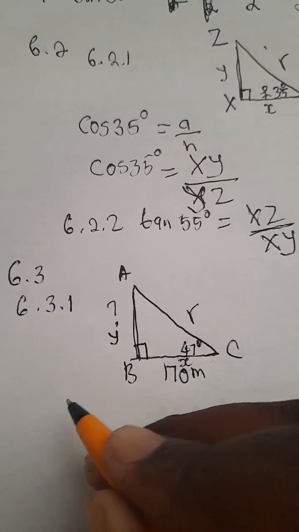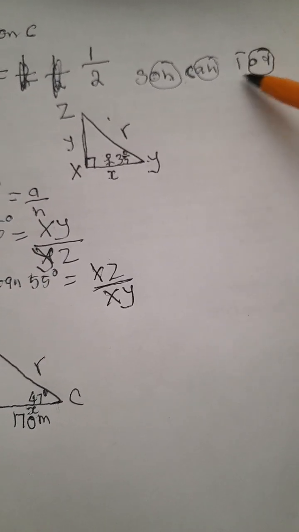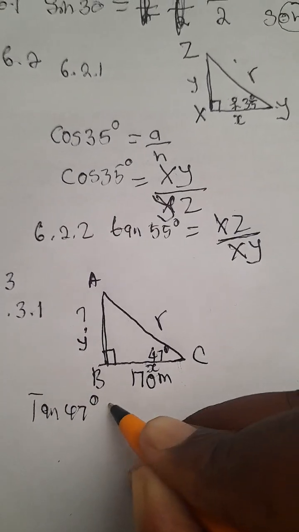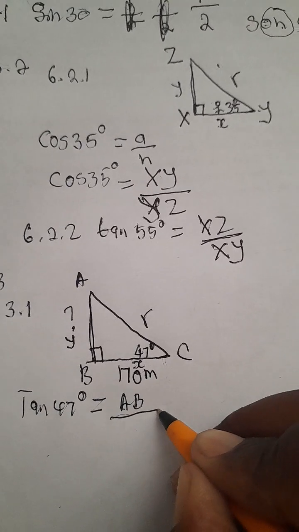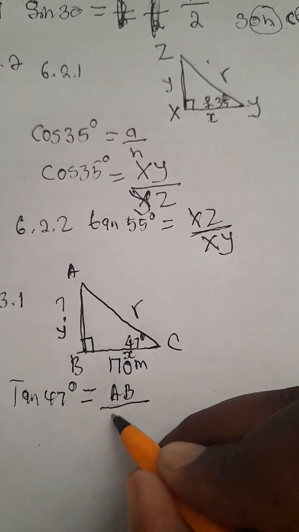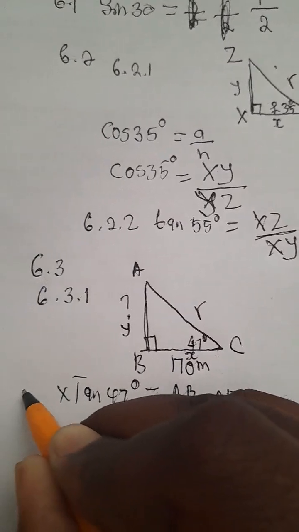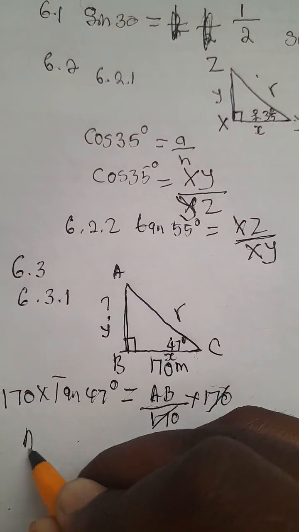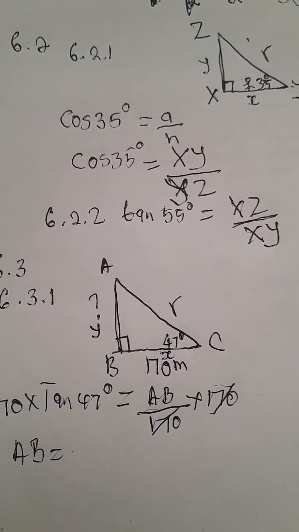Remember your SOH CAH TOA. We have the adjacent, and we're looking for the opposite. That's tan. So we're going to use tan 47 equals my opposite, AB, divided by my adjacent, which is 170. So I must multiply both sides by 170 because I need to make AB the subject. So this and this, they will cancel, and I'm having AB.